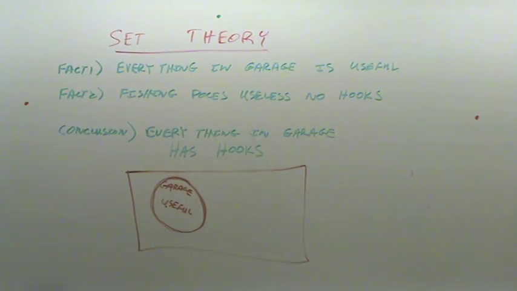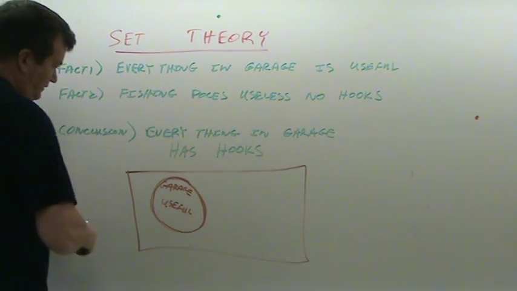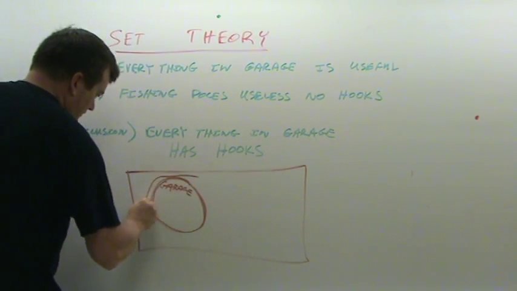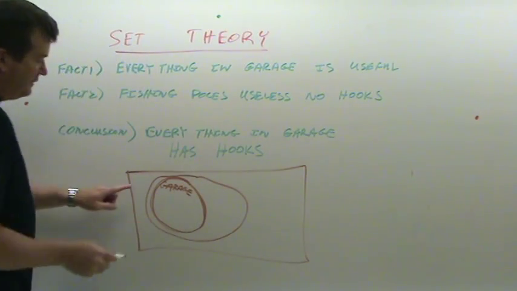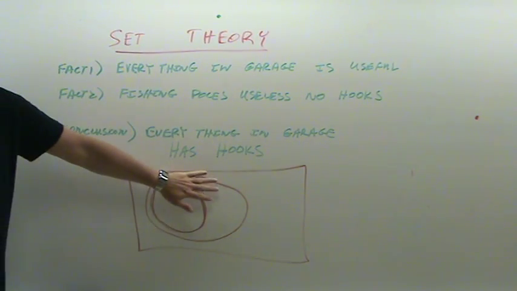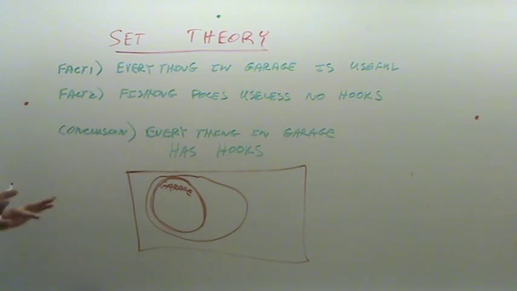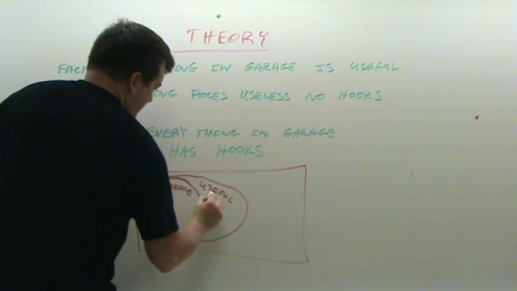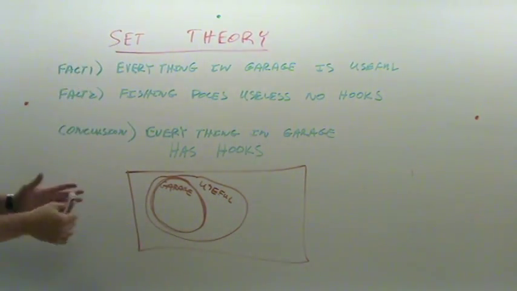Now, is it possible for things to be useful and not in the garage? Yes, because what we're effectively saying in the first statement is, of all useful things, the ones in the garage are all useful. There may be useful things that are outside the garage. So the useful stuff is here, and everything in the garage is useful. So everything in the garage is a subset of the things that are useful.